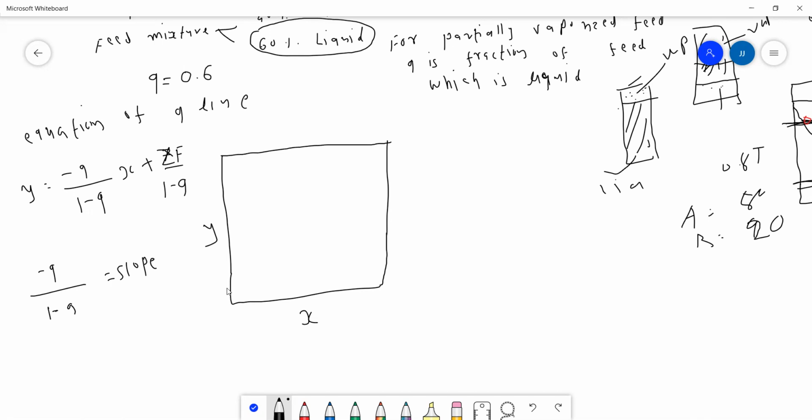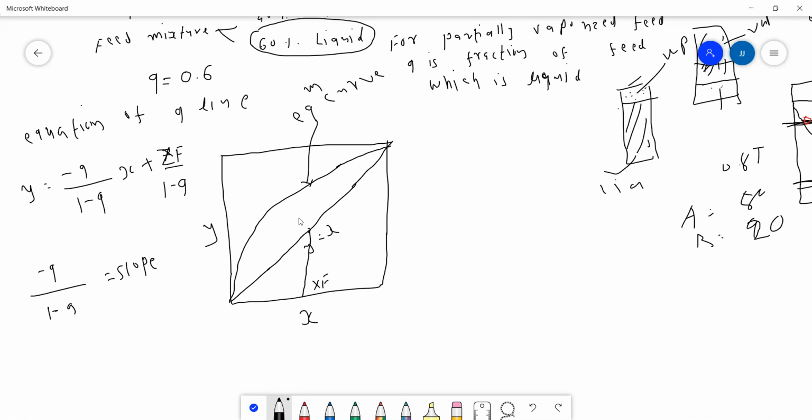in the y versus x diagram, this is the diagonal line, that is y is equal to x, and this is the equilibrium curve. So at x is equal to xF, the Q line starts from this xF. Depending on the condition of the feed, we will have this Q line.